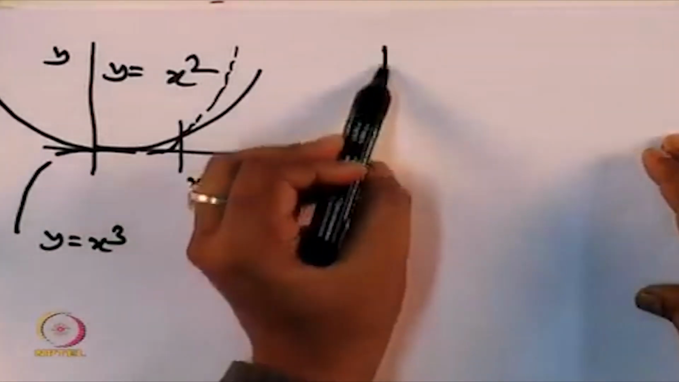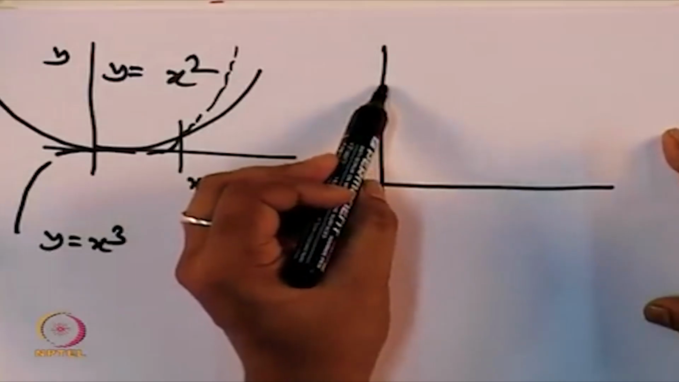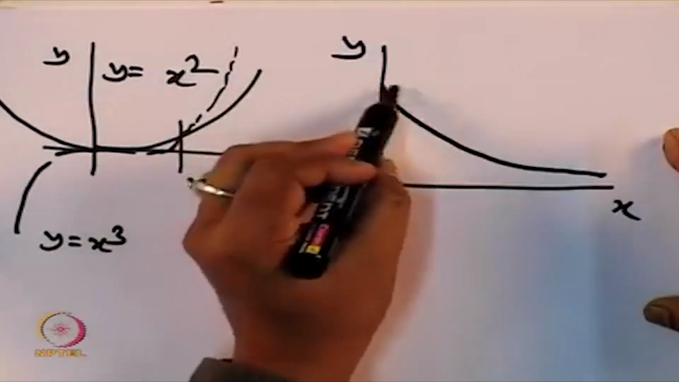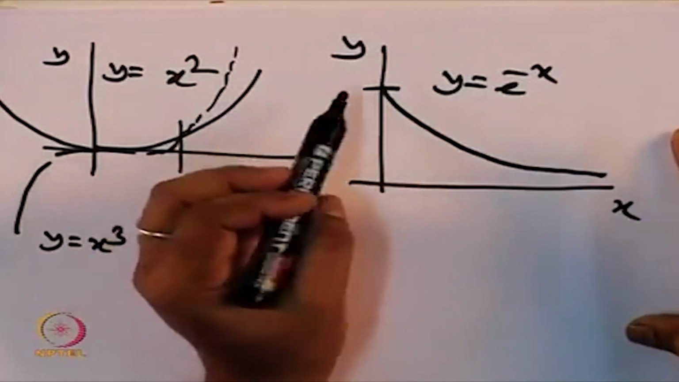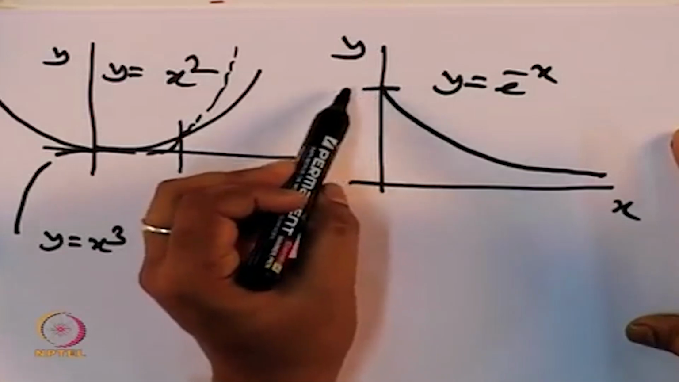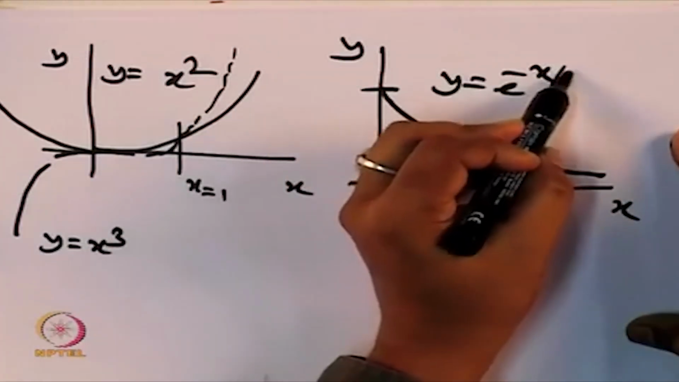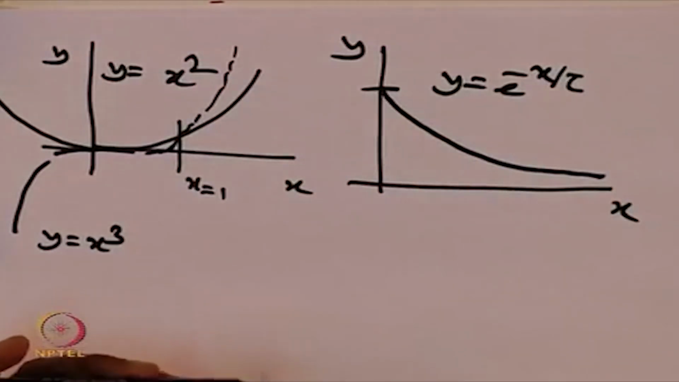Besides polynomials, you can have exponential curves. Let us say an exponential decay curve will look like this. Let us say this is x, this is y, and if y is equal to e to the power minus x in terms of decay, at x equal to 0 you have y equal to 1, and then you have a characteristic time. In the most general case, you have x by tau, where tau represents the time constant of the fall.